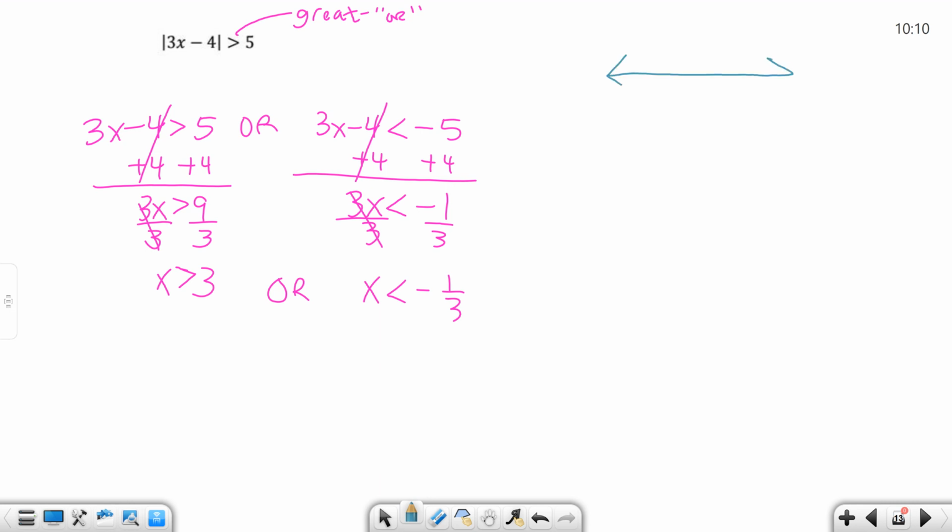So then on my number line, how many numbers do I care about? 2. Which one's smaller? Be careful. Negative 1/3 is smaller than 3, and not because it's a fraction, it's because it's negative. The other one's positive.